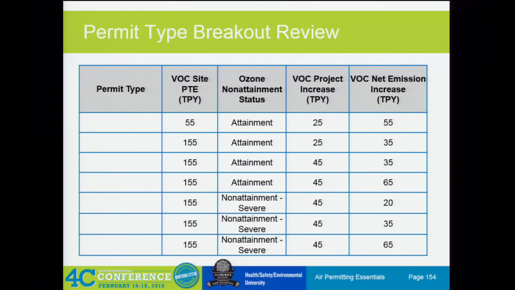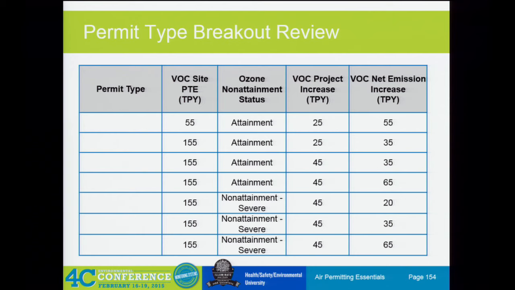All right. We're going to start walking through these answers. So the first one, our VOC site PTE before the project was 55 tons. We're in an attainment ozone area. Our project increase is 25 tons, and our net emission increase is 55 tons. Was everybody able to go through this one? What did everybody get for it?